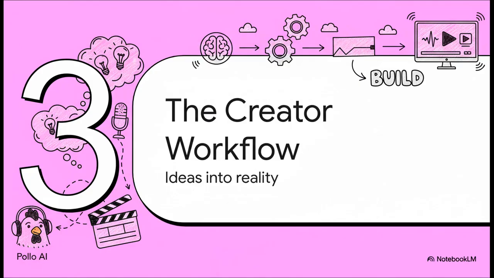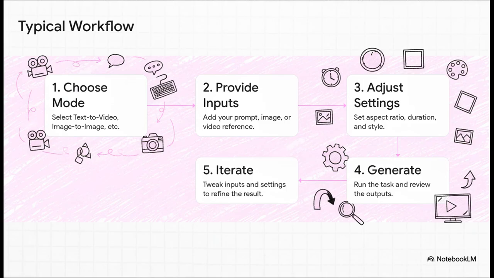Okay, so we've seen all the cool stuff it can do, but what's it actually like to use it? Let's walk through the creator workflow. The whole process is actually pretty straightforward, and it's all about iteration. So first, you pick your mode. Are you doing text to video, image to image, whatever? Second, you give it your inputs, your prompt, your image, your reference video. Next, you tweak the settings, aspect ratio, how long it should be, the style. Then you hit generate. And finally, and this is probably the most important part, you iterate. You go back, you tweak your prompts, you change the settings, and you keep refining until you get what you want.